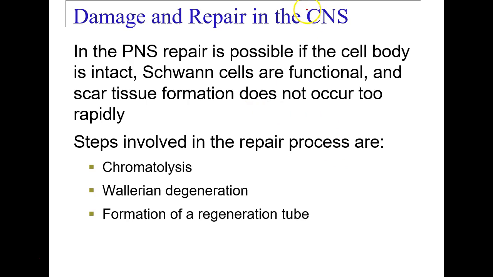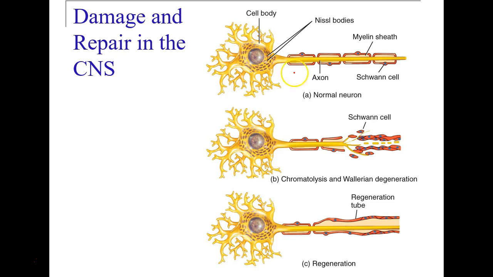Okay, this should be PNS. So in the PNS, Schwann cells help out quite a bit. Big thing is Wallerian degeneration. So what that means is the distal end of the neuron that has damage is going to degenerate and leave. And then the Schwann cells will form a tube-like structure to allow that axon to regenerate within it. And that is it.